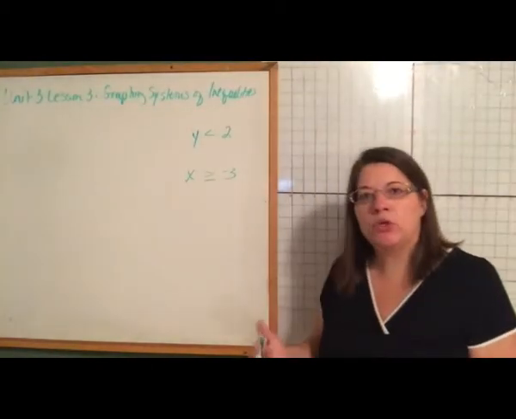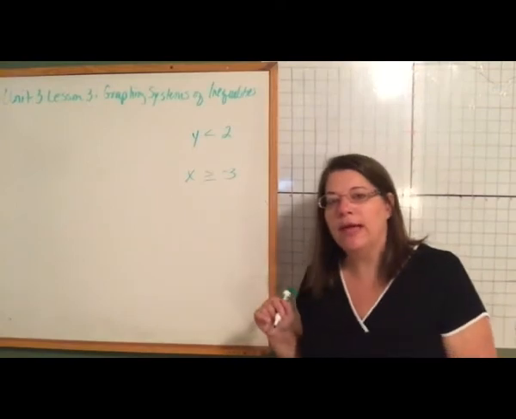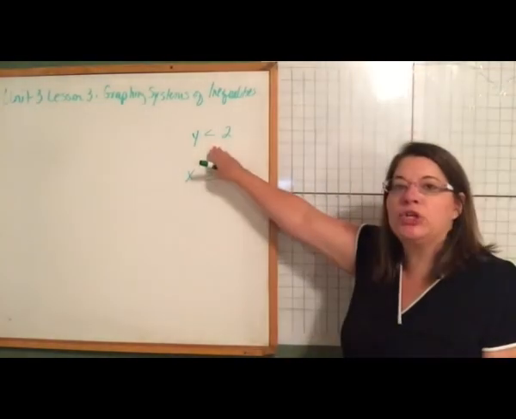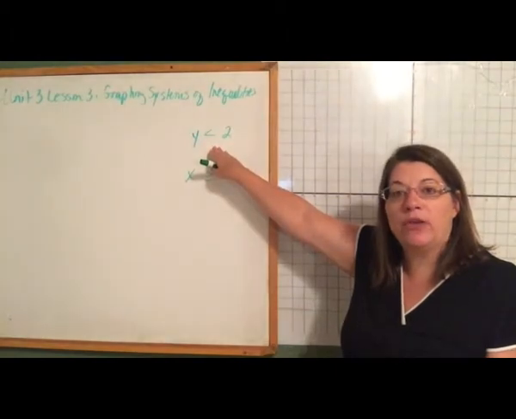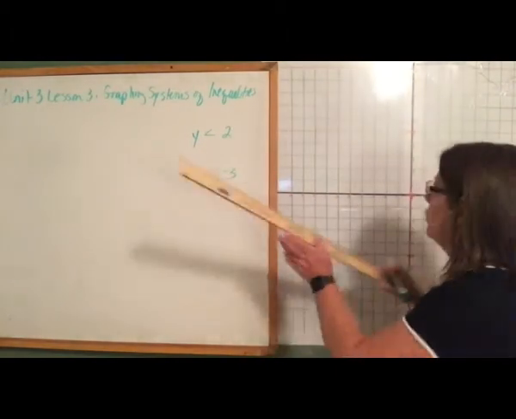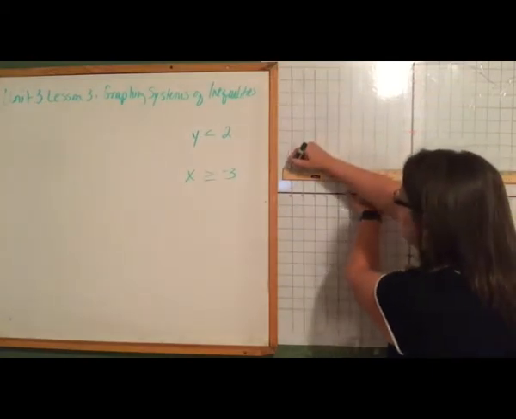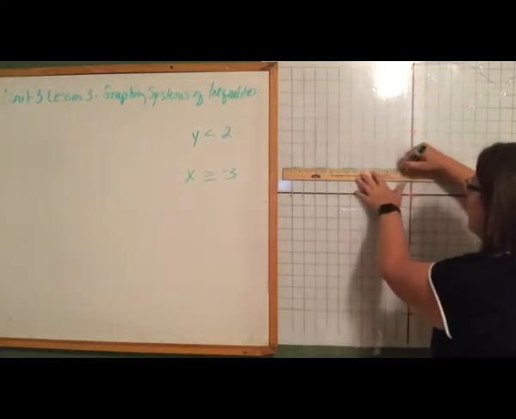I want to make sure that I do at least one with some horizontal and vertical lines so that you know how to deal with horizontal and vertical. If it's y is less than 2, y equals 2 is a horizontal line at 2. So the horizontal line at 2 would be right here. It just says less than, so that one is going to be dotted. So I have a dotted line at y equals 2.